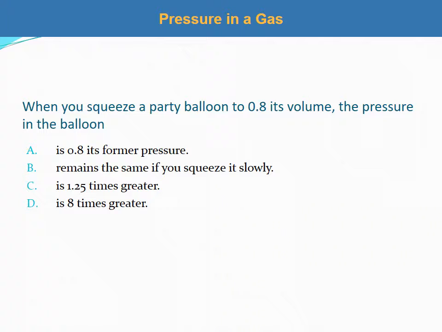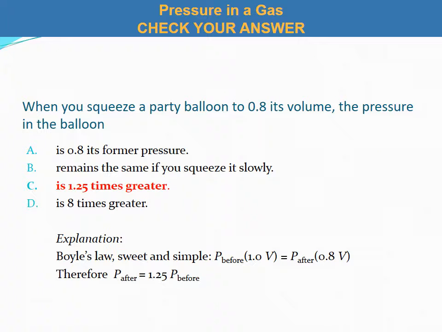When you squeeze a party balloon to 0.8 times its initial volume, the pressure in the balloon: A, is 0.8 times its former pressure; B, remains the same if you squeezed it slowly; C, is 1.25 times greater; or D, is 8 times greater. The answer is C, 1.25 times greater.